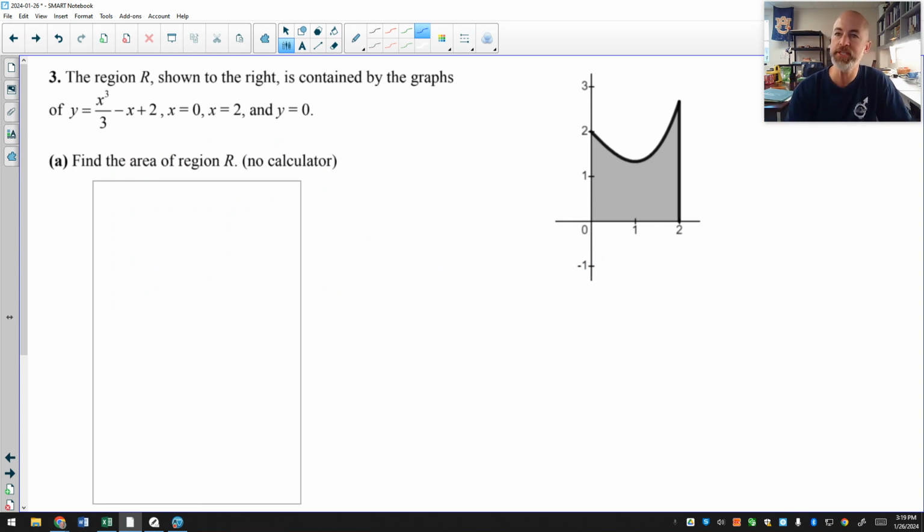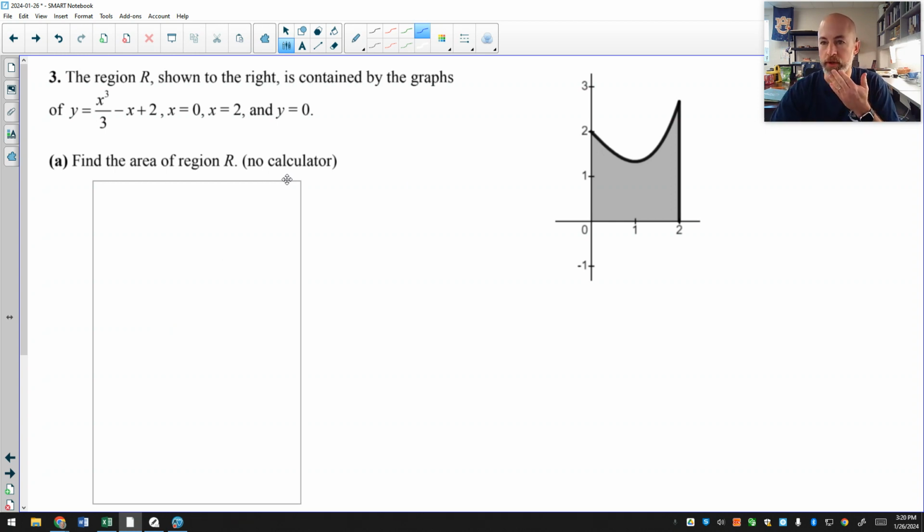So I have a region R shown to the right, and that is the graph of, well, you see the equation, x cubed over 3 minus x plus 2. And we're in the first quadrant bounded by the axes and x equals 2. This is designed to be more of an AP style question with multiple parts based on the same prompt. The first question is not an arc length question, so I'm going to go over this one very quickly. It's an area question.